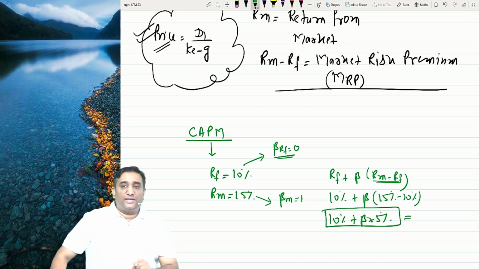My objective is very clear, please. Beta I should be able to read. And second point is when I'm doing my questions, I should know if beta is greater than 1, my return has to be greater than the market.